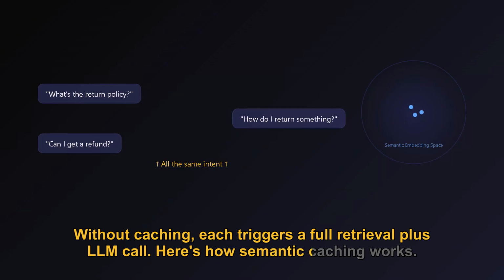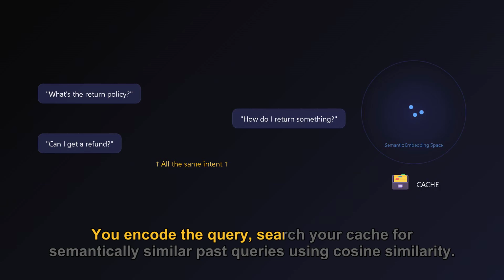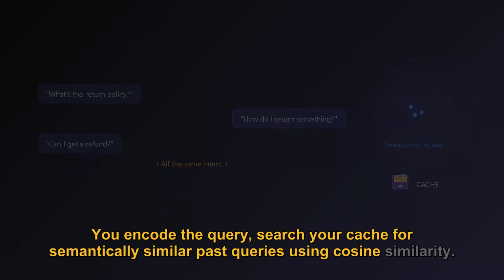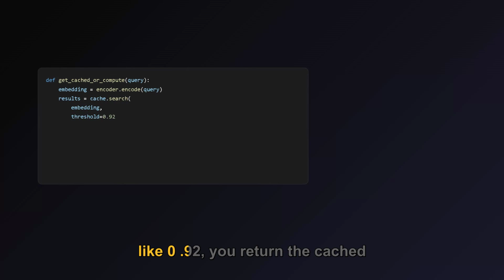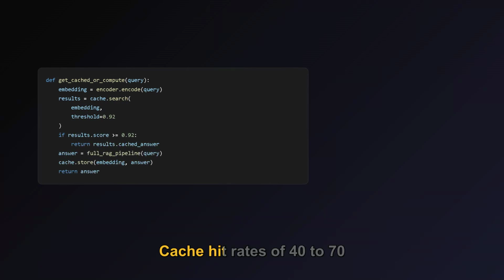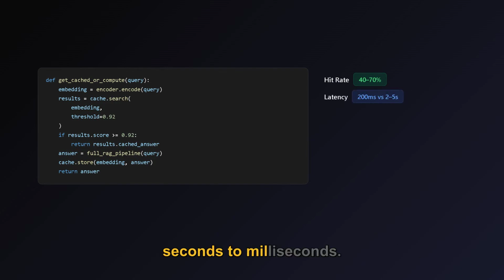Here's how semantic caching works. You encode the query, search your cache for semantically similar past queries using cosine similarity. And if the score exceeds a threshold like 0.92, you return the cached answer instantly. Cache hit rates of 40 to 70% are common, with latency dropping from seconds to milliseconds.